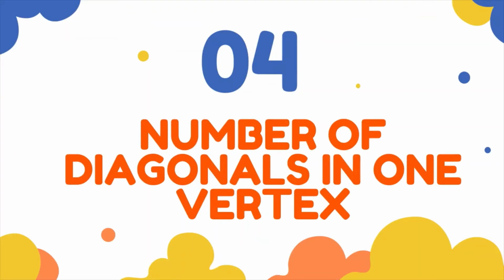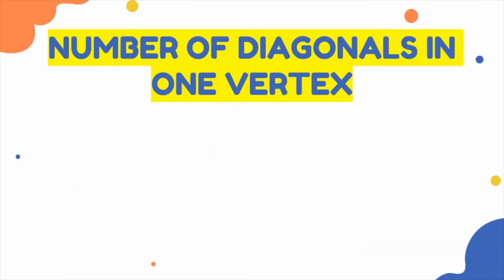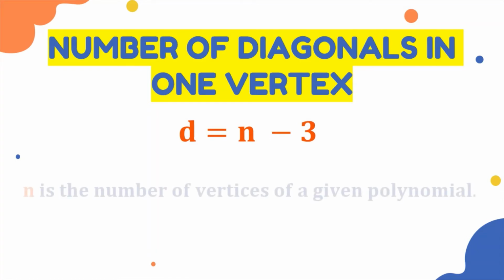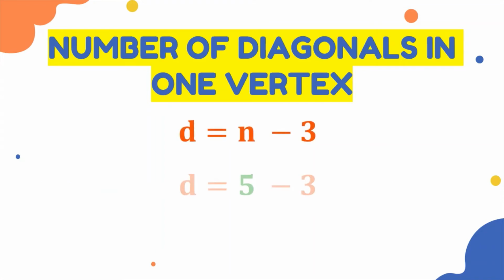Next, how do we find the number of diagonals in one vertex? Yung isang vertex lang ang gagamitin niya. Okay? Number of diagonals in one vertex. So, yung D is the diagonal, and then yung N yung number ng vertex, which is 5. So, D is equal to 5 minus 3, that is 2. Meaning, kada isang vertex ni pentagon, dalawang diagonal ang magagawa.